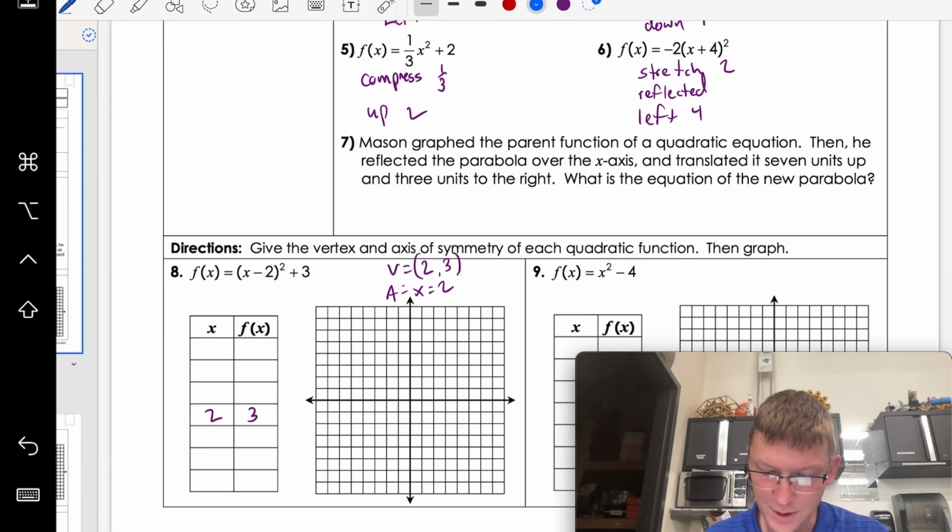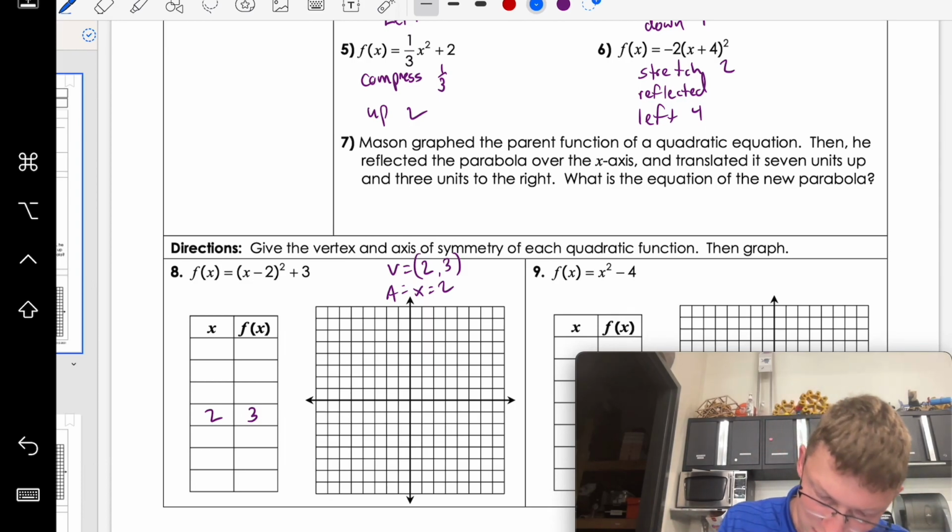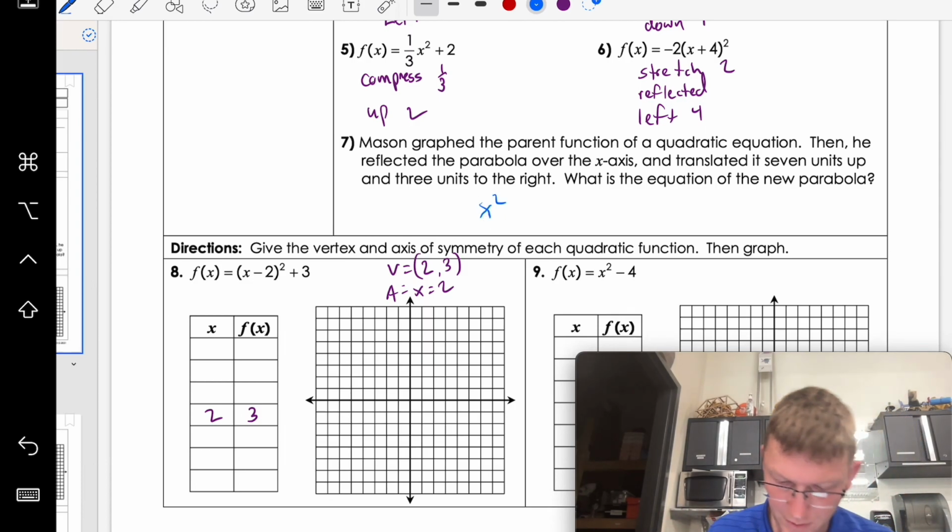Mason graphed the parent function of a quadratic equation. Then he reflected the parabola over the x-axis and translated it 7 units up and 3 units to the right. What is the equation of the new parabola? So our parent function is x squared.